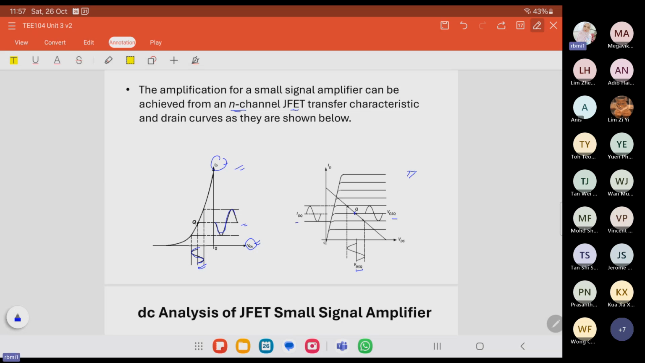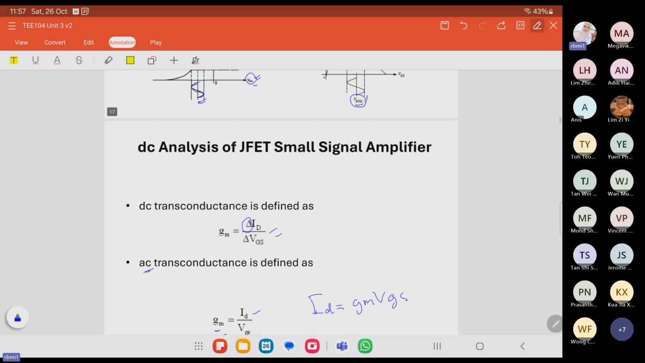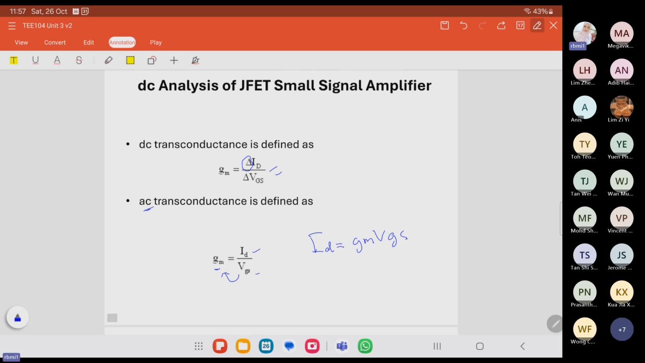Okay, if we have a small change of gate to source voltage VGS, it can result in a large change in drain current, or ID. And this change also shows in the drain to source voltage, because for this second graph, we have the VDS. Okay, the drain curve of N-channel JFET showing the signal amplification as well. Okay, this is for DC transconductance.